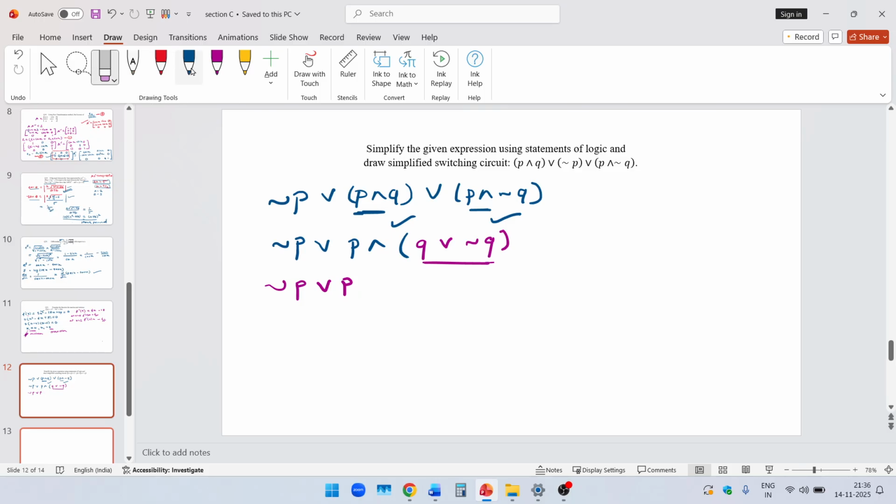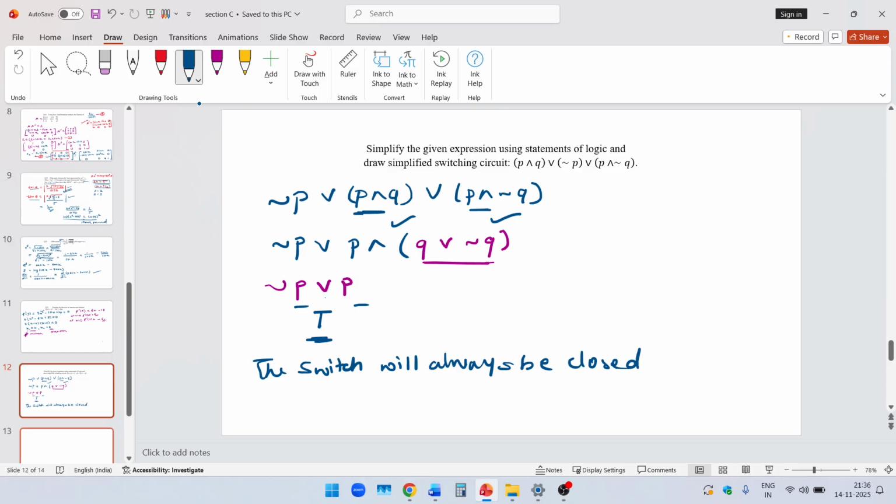And you know what is p or negation p? Again, same thing. These are opposite inputs connected by an OR. Opposite inputs connected by an OR will give you a true. So the answer is true, which means the switch will always be closed, which means the bulb will glow.